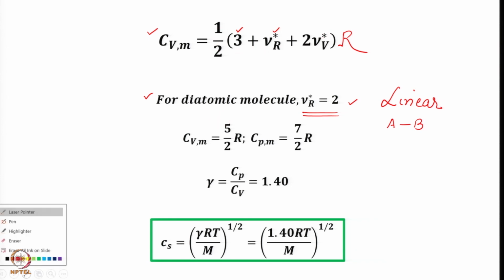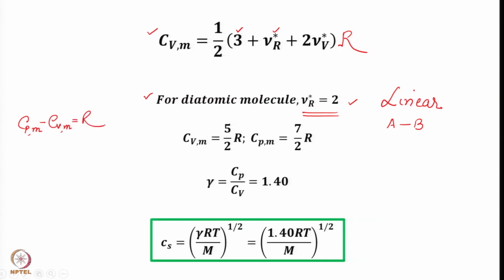And as we just discussed, Cpm minus Cvm is equal to R. I am not writing n over here because we are talking about differences in the molar heat capacities. So using this equation, Cpm is equal to Cvm plus R. So if Cvm is 5 by 2 R, then Cpm is going to be 7 by 2 R.